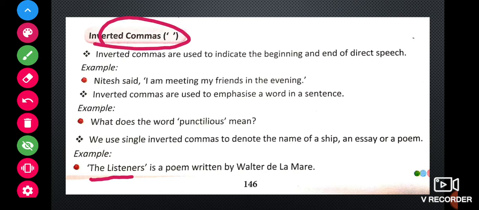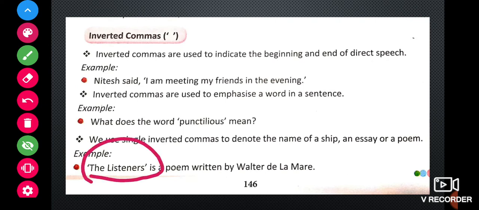For example, 'The Listeners' is a poem written by Walter de la Mare. So here The Listeners is the name of the poem, which is a proper noun. To highlight it, to emphasize it, to give it more importance, inverted commas are used at the beginning and at the end of this word.